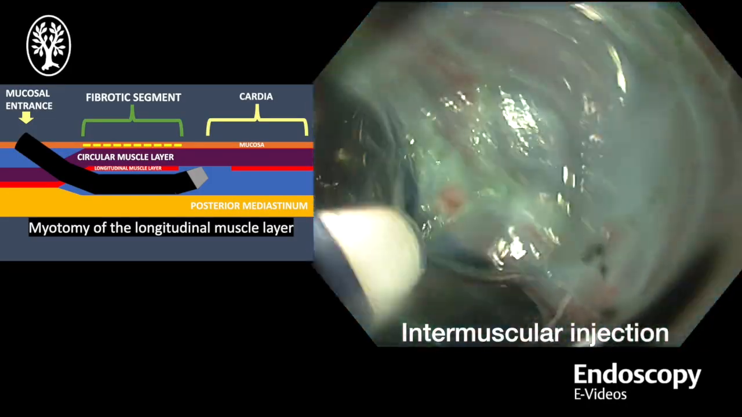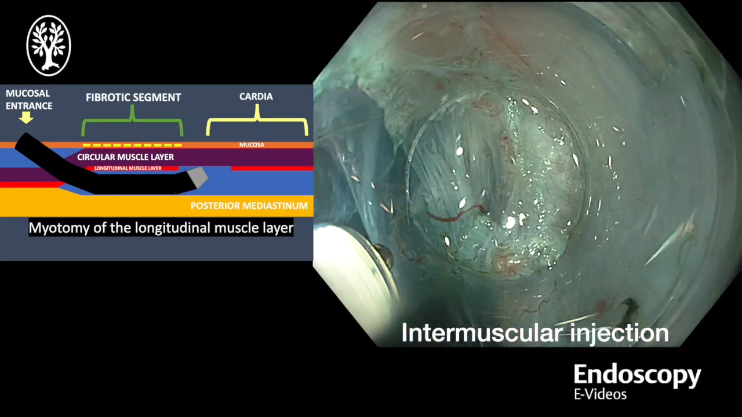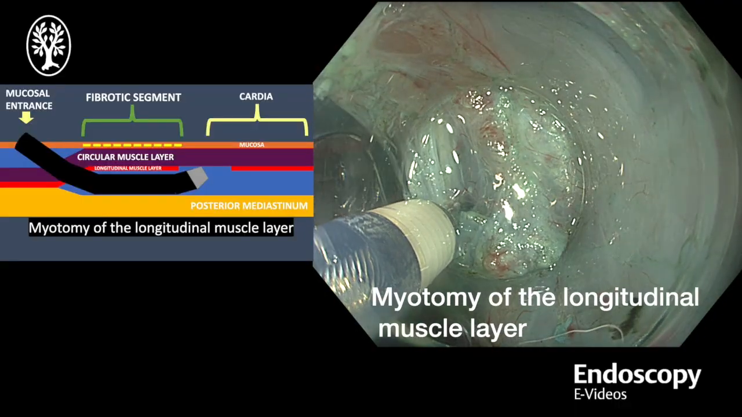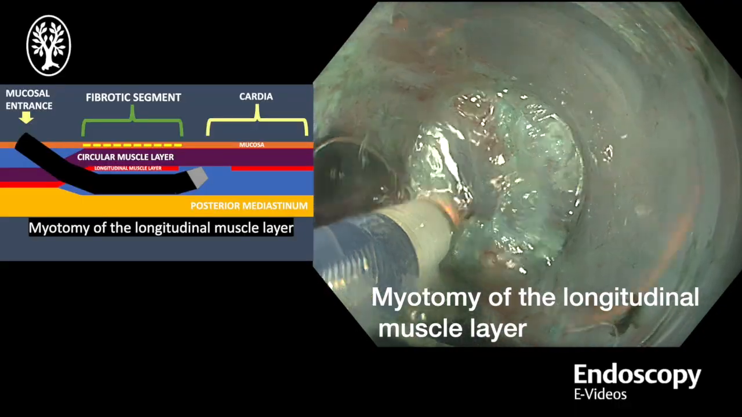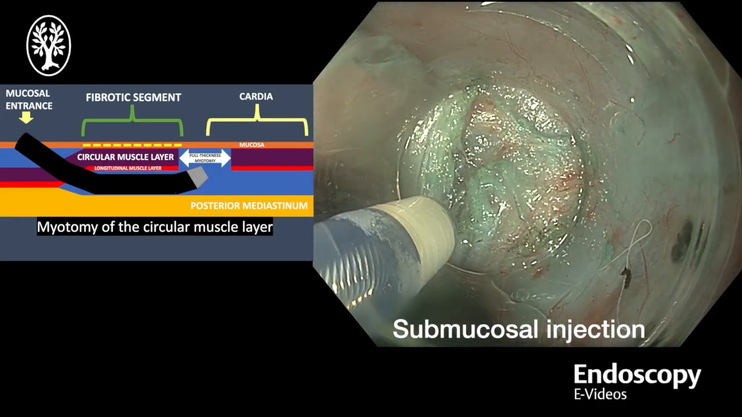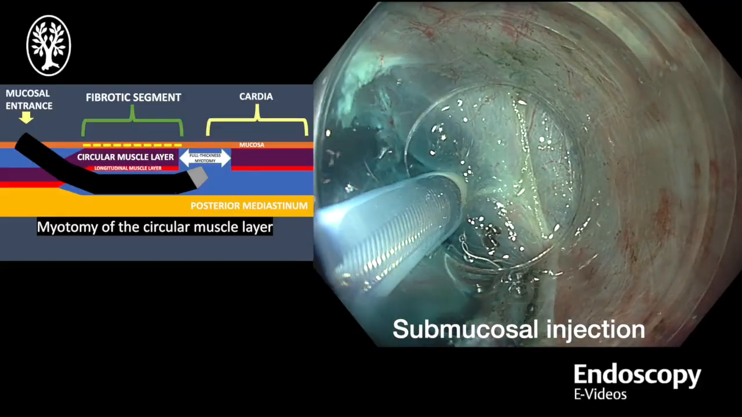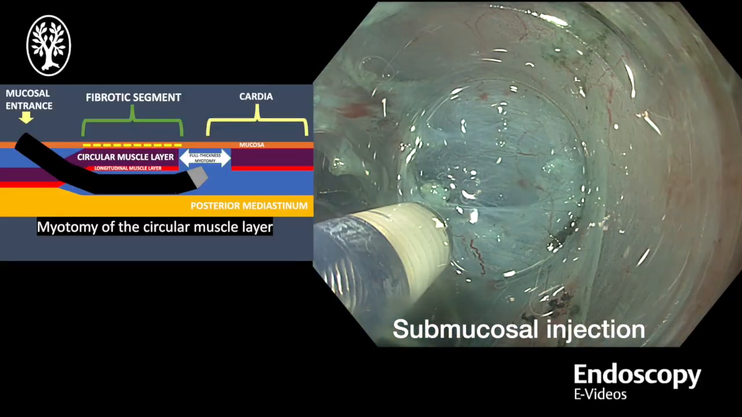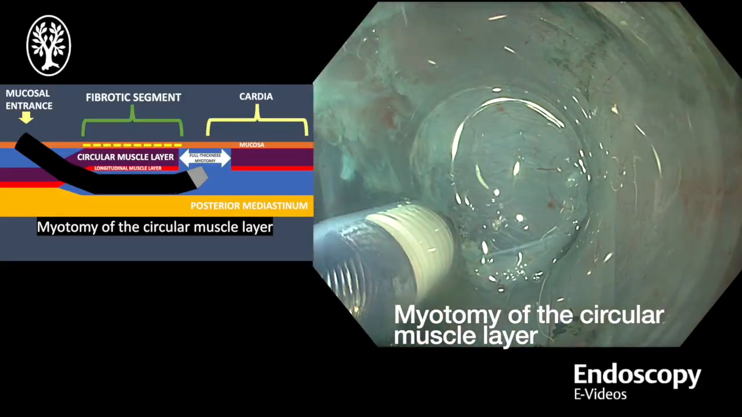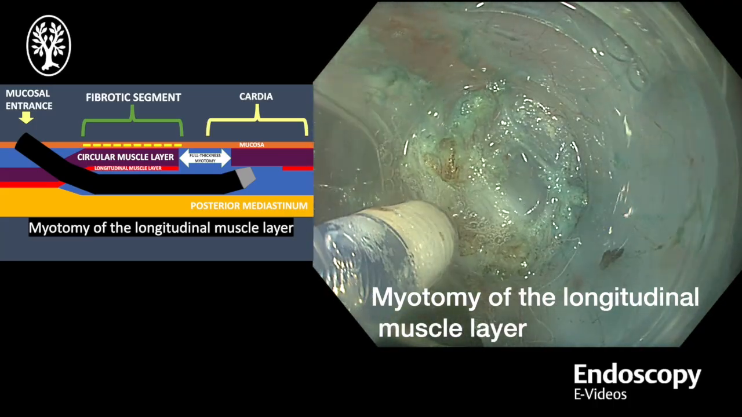First, intermuscular injection was performed between the two muscle layers to facilitate controlled dissection, and the longitudinal muscle layer was divided using spray coagulation mode. Then, a submucosal cushion was created to protect the mucosa from thermal injury, and the circular muscle layer was dissected. These steps were repeated while advancing towards the cardia.